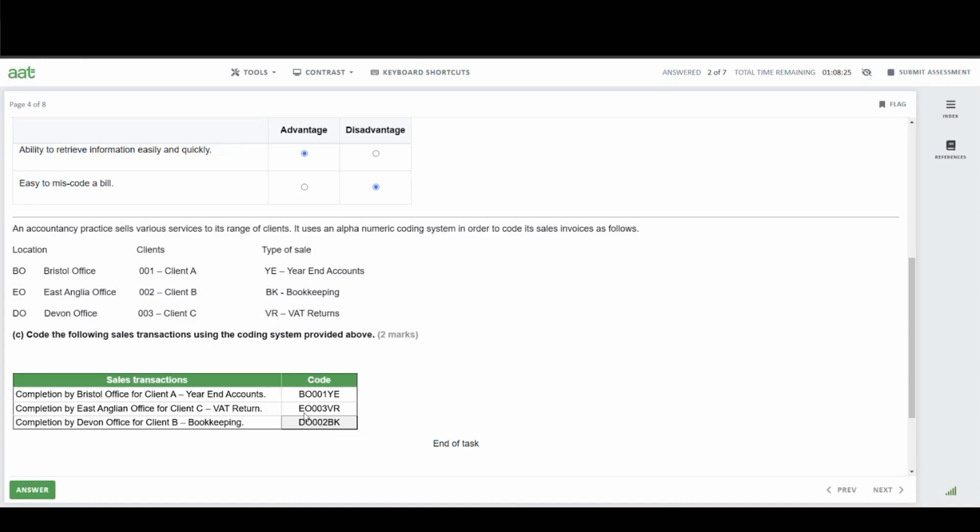So just have a quick look through those again. Is that right? Client C, VAT return. This is the sort of thing that it's easy to just make an error on. So it's definitely worth just double checking the accuracy before you move on from this. Okay, we've reached the end of the task. So we can move on now and look at the next task.